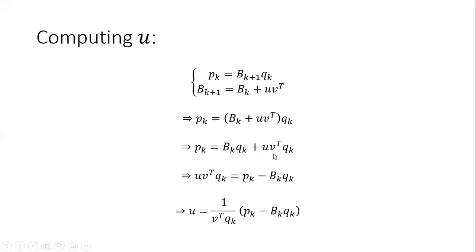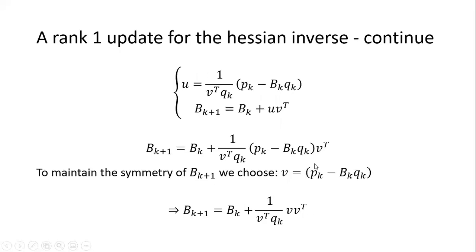Now we will move u v transpose qk to the left and pk to the right, and we get u v transpose qk equals pk minus Bk qk. And now, since we know that v transpose qk is an inner product, it is a scalar, so we will divide by the scalar and get that u equals 1 divided by v transpose qk, multiplied by pk minus Bk qk. Using the u we found and the rank-one update for Bk, we get that Bk plus 1 equals Bk plus 1 divided by v transpose qk, multiplied by pk minus Bk qk, v transpose.